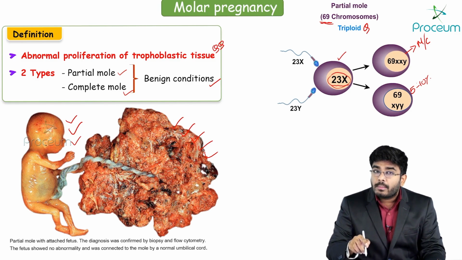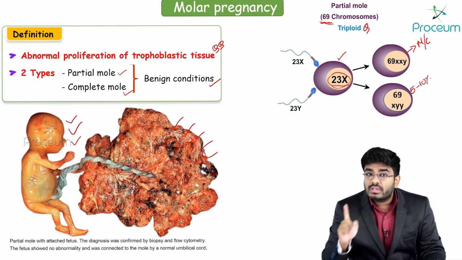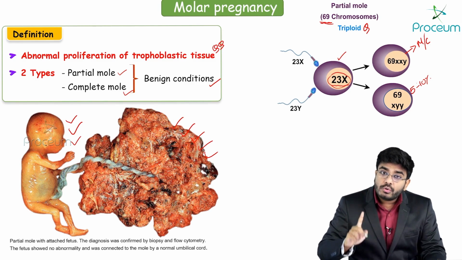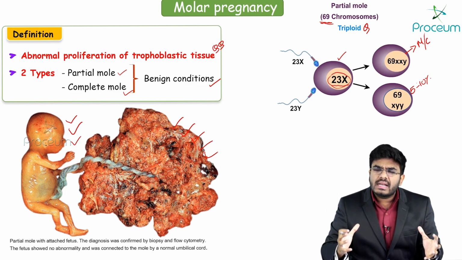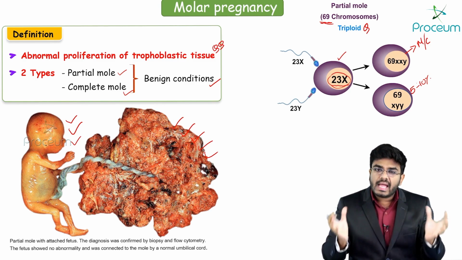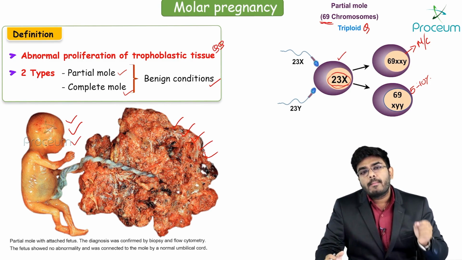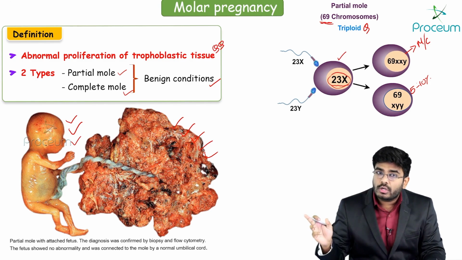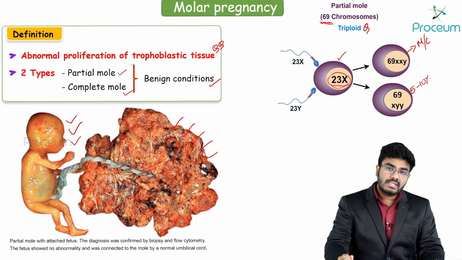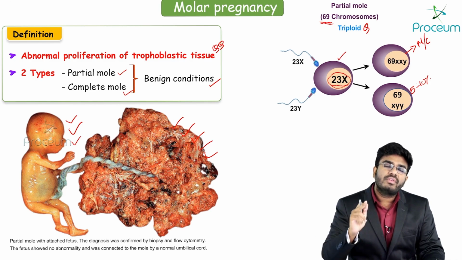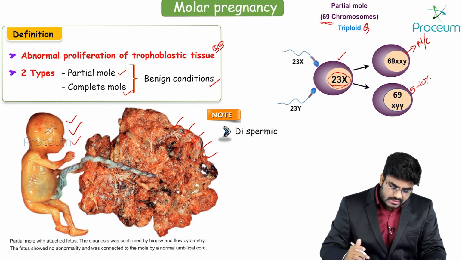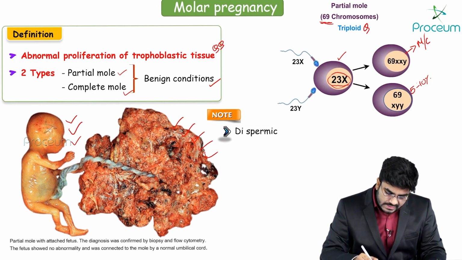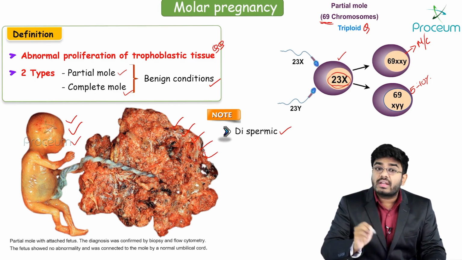Why am I saying this? Because when I discuss complete mole, there we will see that fetal tissue is not present. The trophoblast grows too much and doesn't allow the baby to form. The entire space of the uterus is occupied by the trophoblast in complete mole, so fetal tissue is not present. Here in partial mole, fetal tissue is usually present. Now let's take the important points. We have discussed that partial mole is dispermic. Two sperms are fertilizing a single ovum. And what is the most common karyotype?